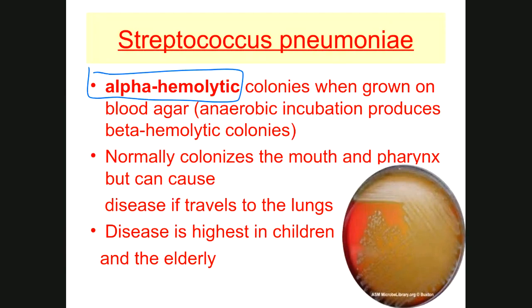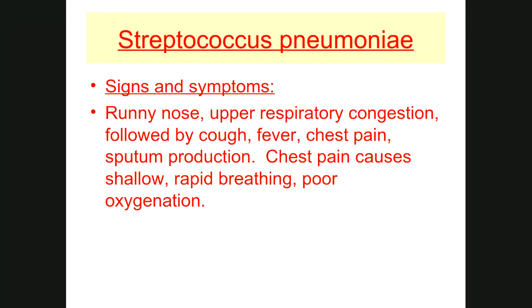However, young children may not be protected. Their immune system may not be well enough developed to protect against the pathogenic strains. Same for the elderly. So pneumococcal pneumonia is especially common in young children and the elderly. Signs and symptoms of the pneumonia: runny nose, upper respiratory congestion initially, cough, fever, chest pain, sputum. The chest pain may cause shallow, rapid breathing due to poor oxygenation.